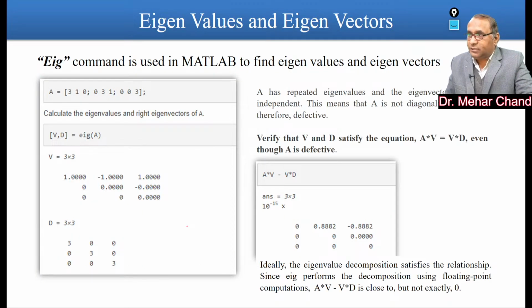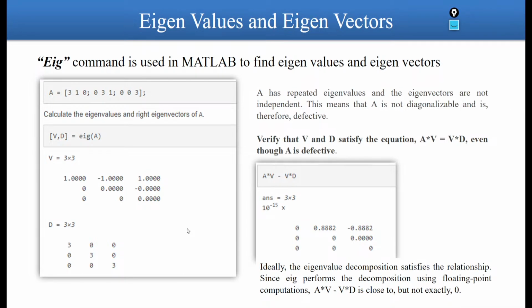Various types of applications are there of eigenvalues and eigenvectors. So now the thing is how we can calculate eigenvalues and eigenvectors in MATLAB. There is a very simple way to do this. Easily we can calculate all these operations and apply them to find eigenvalues and eigenvectors. So if we are given this A matrix, A is equal to [3 1 0; 0 3 1; 0 0 3].